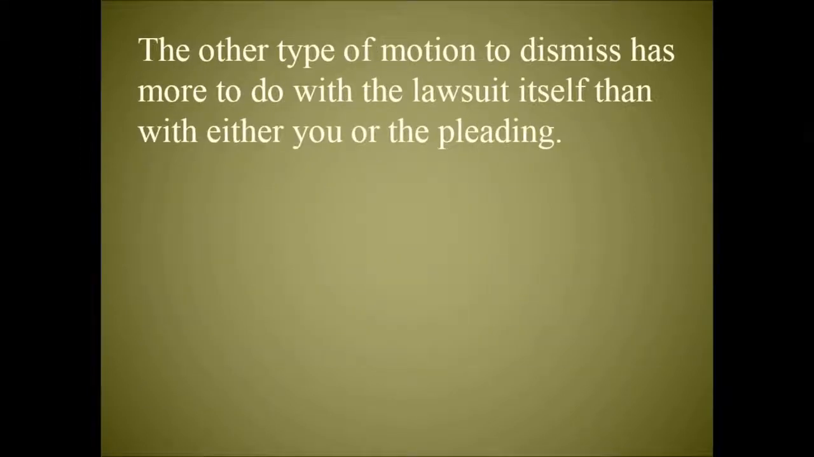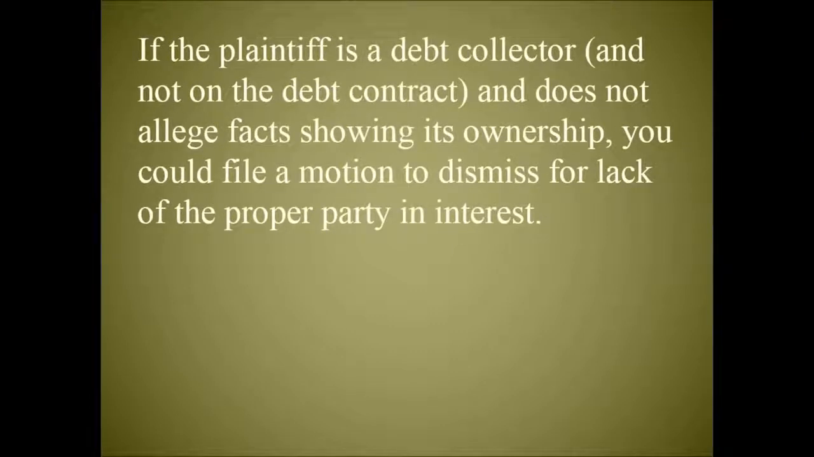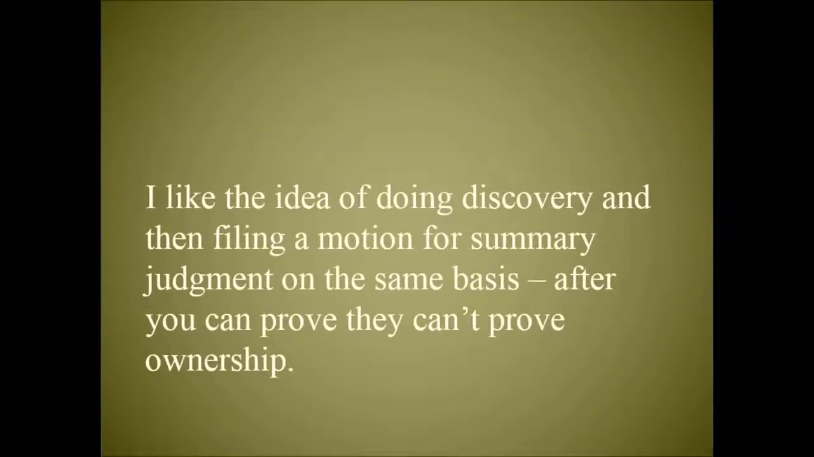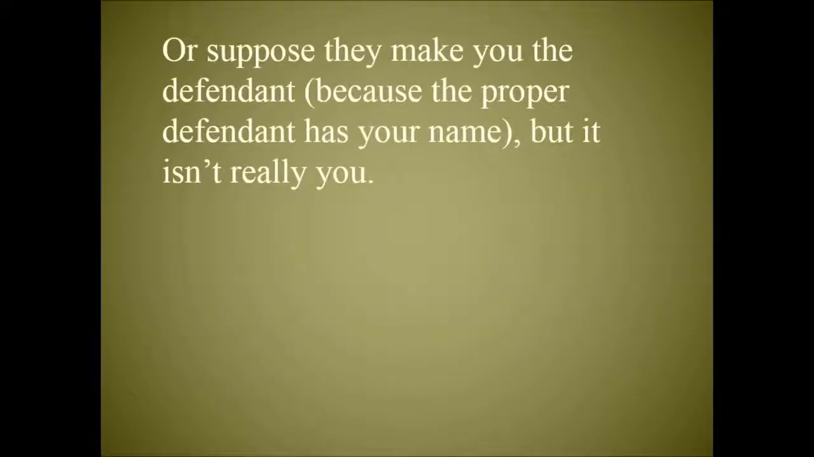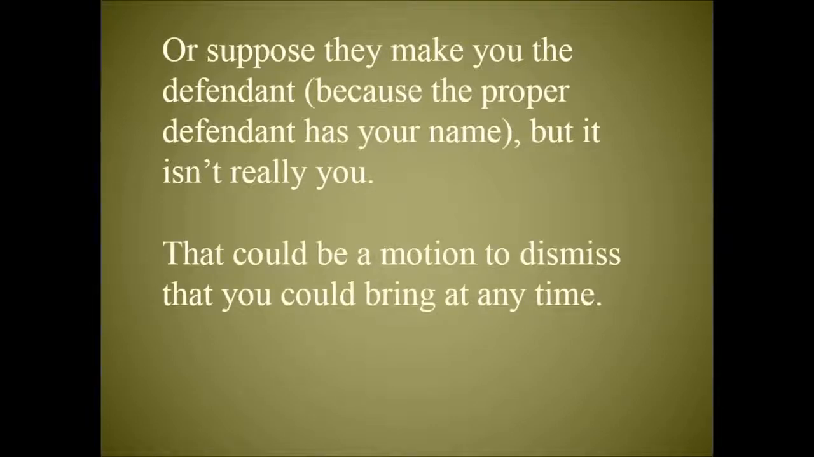The other type of motion has more to do with the lawsuit itself than with either you or the pleading. If the plaintiff is a debt collector and not on the debt contract and does not allege facts showing its ownership, you could file a motion to dismiss for lack of the proper party and interest being present. I like the idea of doing discovery and then filing a motion for summary judgment on the same basis rather than a motion to dismiss, after you can prove they can't prove ownership. Or suppose they make you the defendant because the proper defendant has your name, but it isn't really you. That could be a motion to dismiss that you could bring at any time.